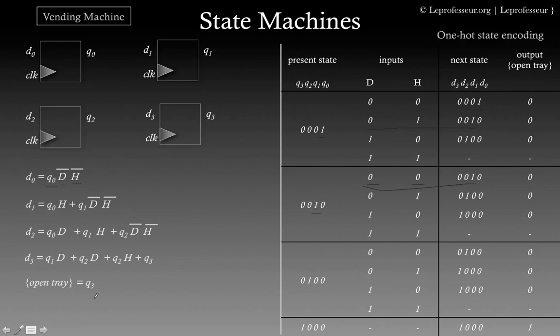And for the open tray or the output, when we are in Q3 state, we just issue the signal to open up the tray, or output the signal. Okay, very simple. And in the same way, like we did, we can design its circuit. Okay, now wonderful, we did all good.